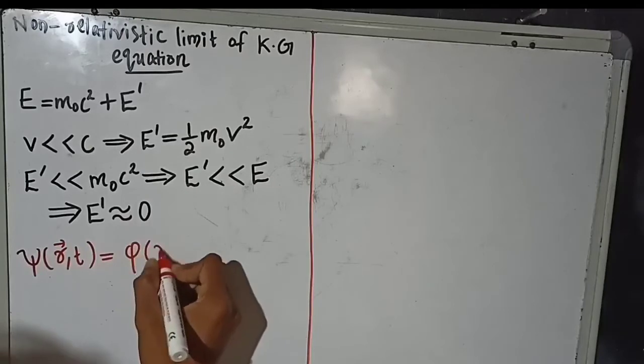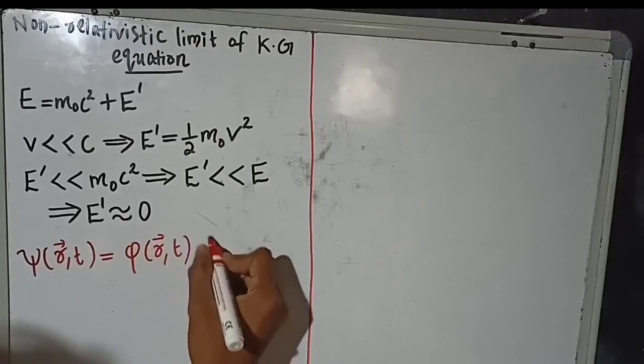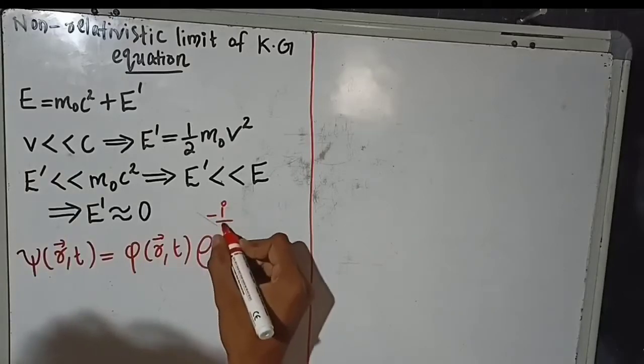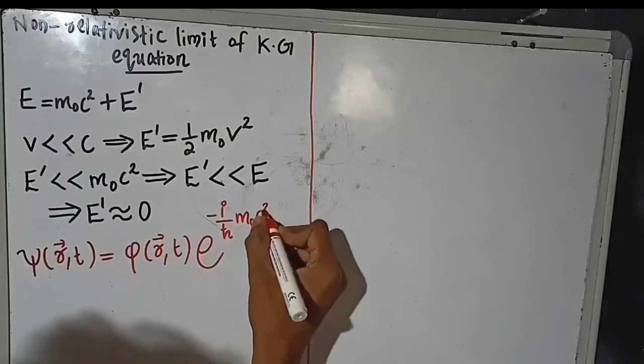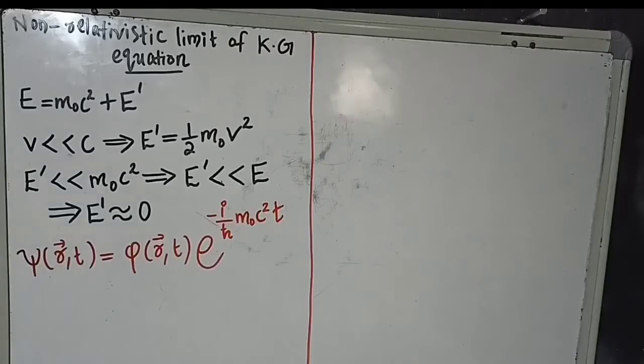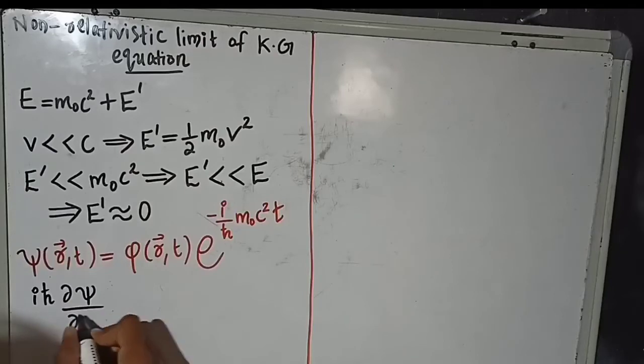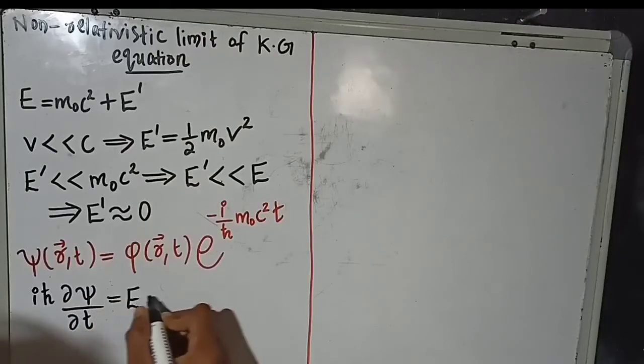Let us write the free particle wave function as a product of a relativistic part and a non-relativistic part. Here phi is the relativistic part and the exponential part is non-relativistic, and also it is independent of the spatial coordinates. Let us see explicitly what is actually meant by the relativistic part and the non-relativistic part.